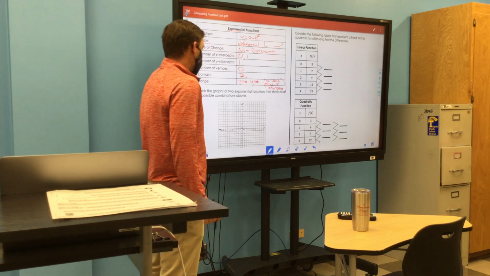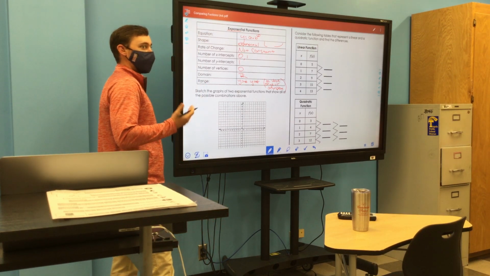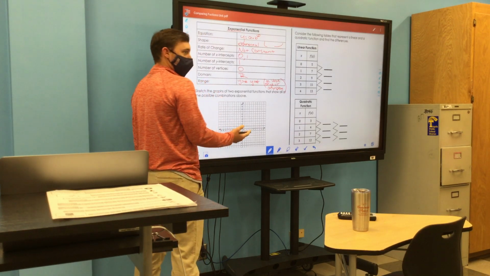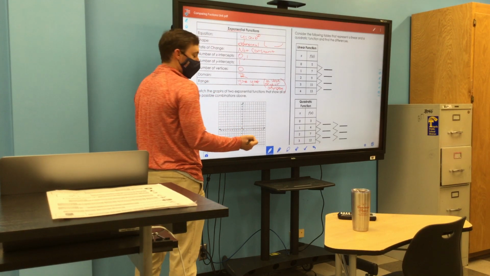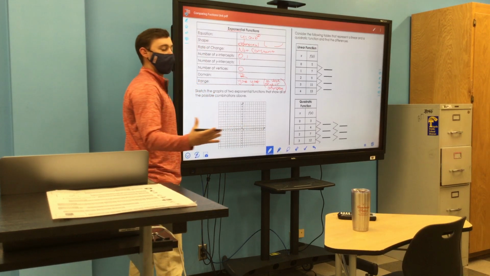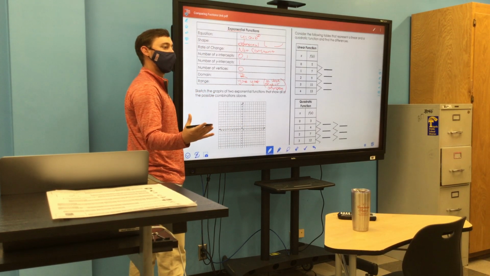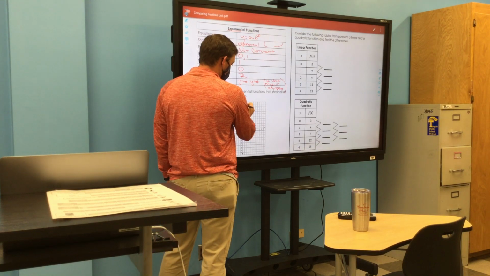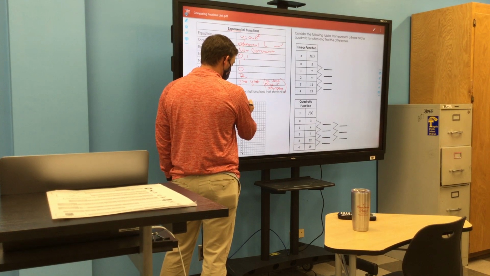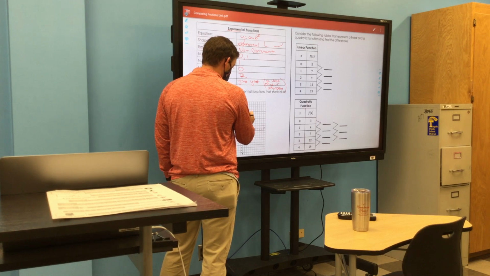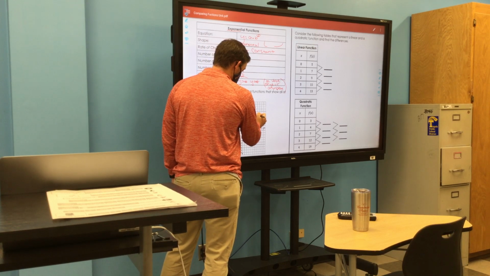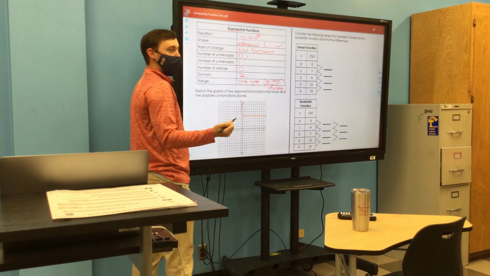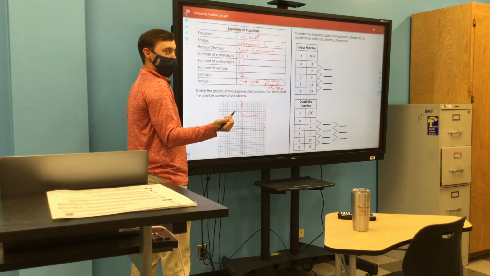So, possible graphs that you could see. Remember, with exponentials, you are getting closer and closer to a number. Somebody pick a number for me on this graph. 5. Okay, so we're approaching 5. So I could have an exponential function that looks like this, where I'm getting closer and closer and closer to that 5 value, but I'm never actually touching it.